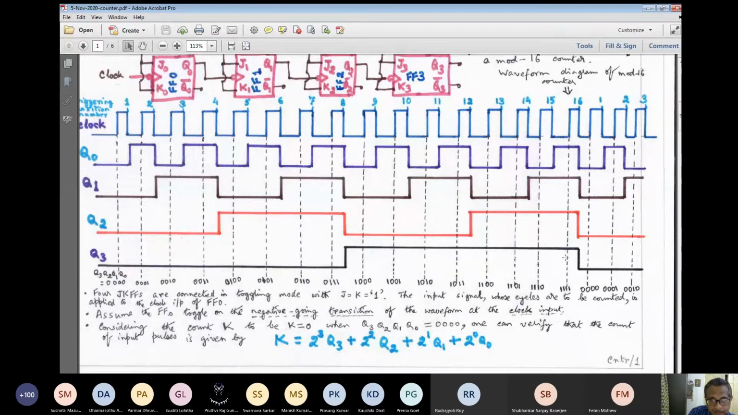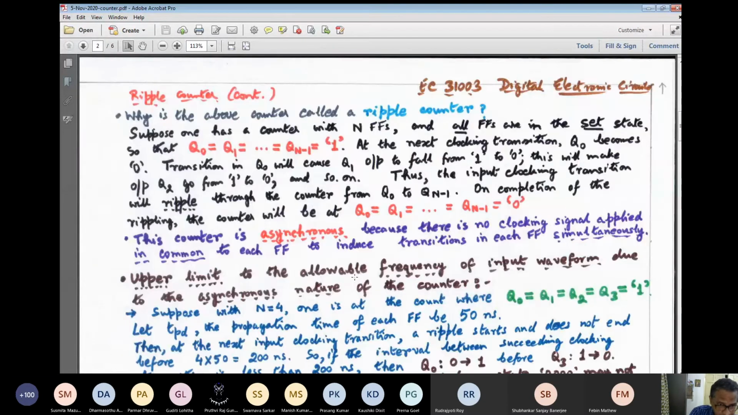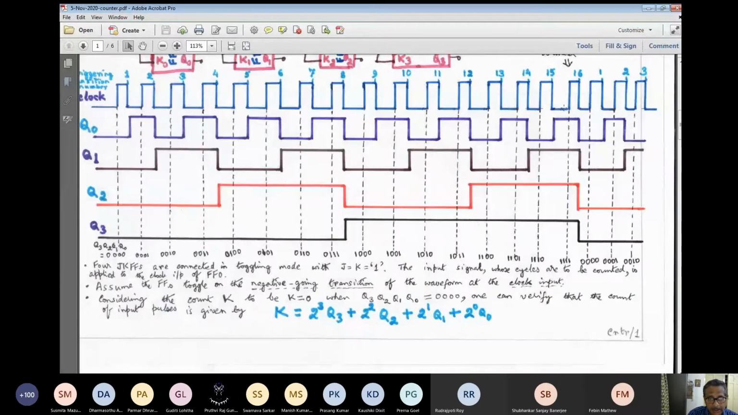So the transition has been transferred from the leftmost flip-flop through the intermediate flip-flops to the rightmost flip-flop. That's why it is called a ripple counter. The input clocking transition, namely the 1 to 0 transition, has rippled through the counter from the output Q0 of FF0, the leftmost flip-flop, to output Qn minus 1 of the rightmost flip-flop. On completion of the rippling, the counter will be at the all clear state, since all the flip-flops have changed their states.